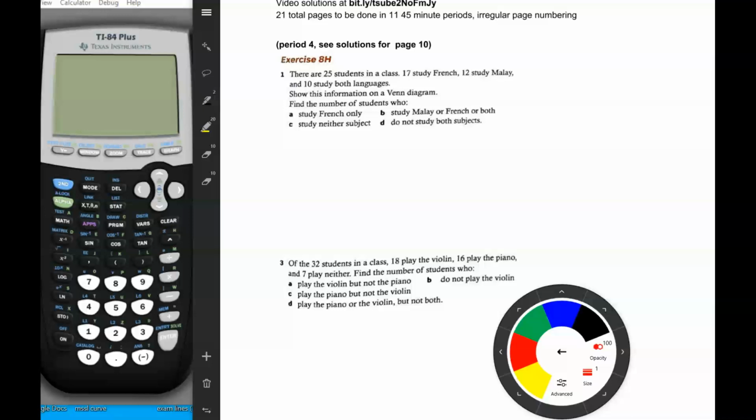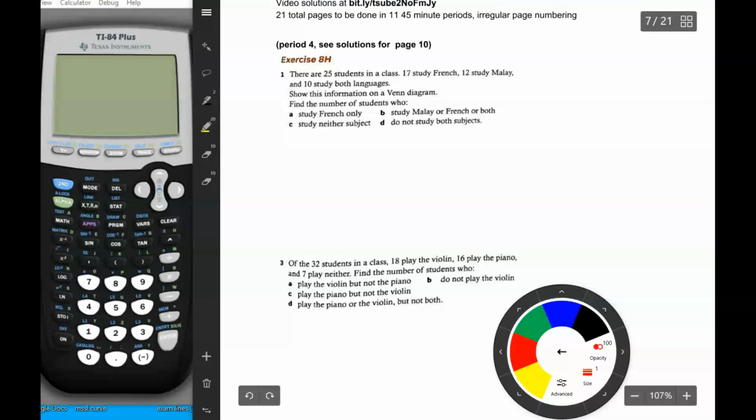Okay, page 10 of Sets of Probability. There are 25 students in the class, 17 study French, 12 study Malay, and 10 study both languages. Show this information on a Venn diagram. Find the number of students who study French only, study Malay or French or both, etc.